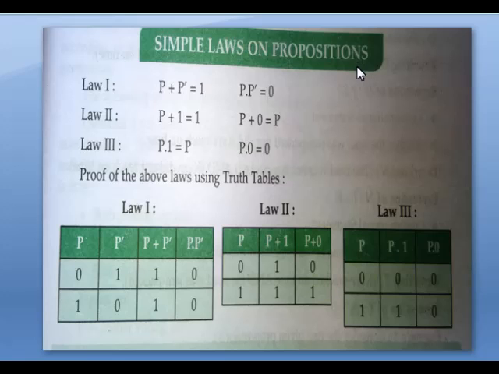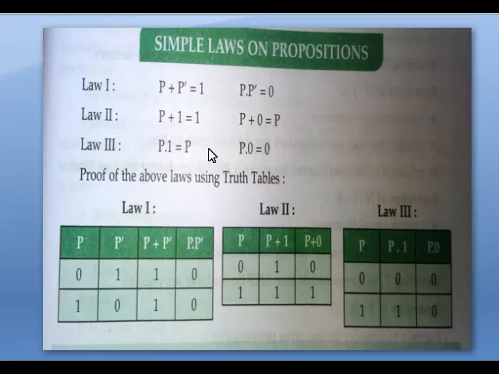Okay. So law 1: P plus P dash is 1. P into P dash is 0. Law 2: P plus 1 is 1. P plus 0 is P. P into 1 is P. P into 0 is 0. Proof of this law will be useful in the truth tables. Okay. These laws you have to learn.